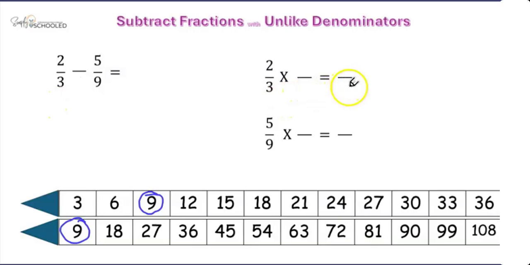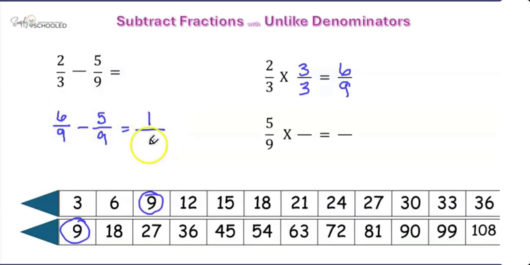So if I go over here, I want a denominator of 9. So 3 times 3 equals 9. So I have to multiply the numerator by 3. 2 times 3 is 6. So now I can rewrite my problem as 6/9 minus 5/9. And I subtract the numerators. 6 minus 5 is 1. And I keep the denominator the same. So that's how you subtract fractions with unlike denominators.